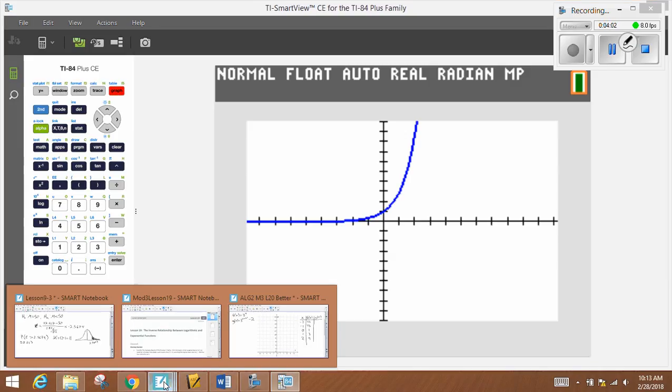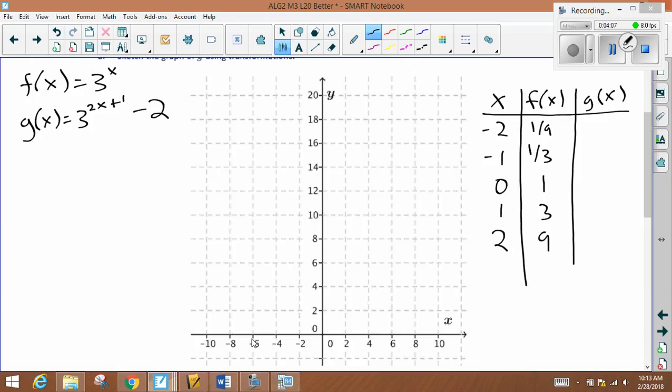So I'm going to go ahead and do it. So at negative 2, I'm at 1/9, which is real small. Really close to the x-axis, I should say. At negative 1, I'm at 1/3, so maybe a little more. At 0, I'm at 1. At 1, I'm at 3, and at 2, I'm at 9, and then the next one's going to be up at 27, right? So, something like that.